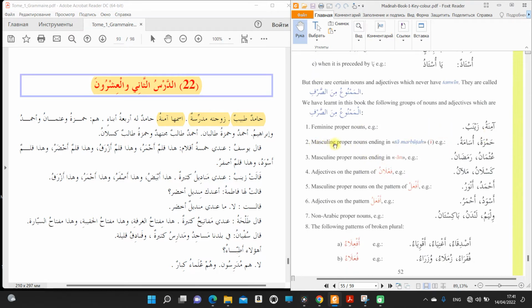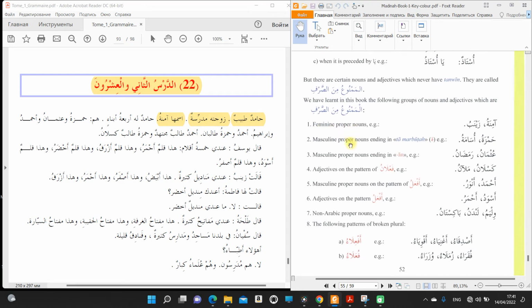The second group is masculine proper nouns ending in ta marbuta. So yeah, we've got men's names, or masculine names, but if it has ta marbuta in the end, it kinda looks like feminine. Of course, it's not feminine, but it kinda looks like it because it has ta marbuta in the end, and usually words that have ta marbuta in the end are considered to be feminine.